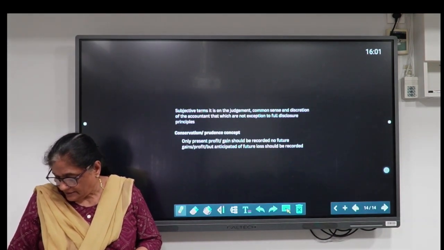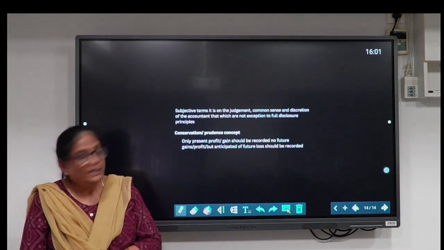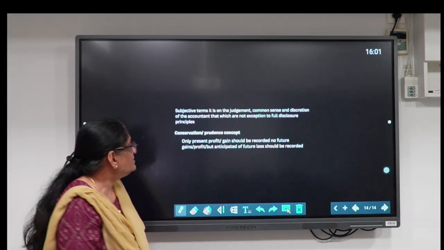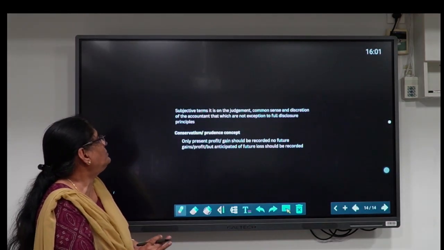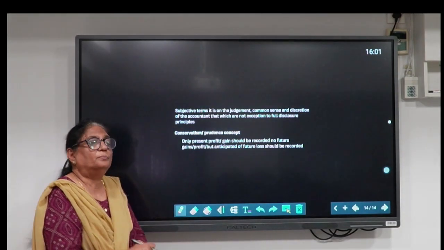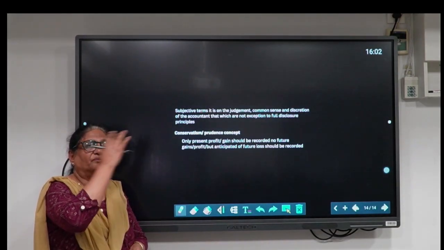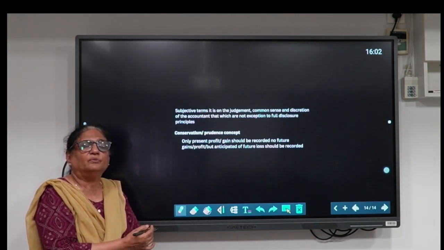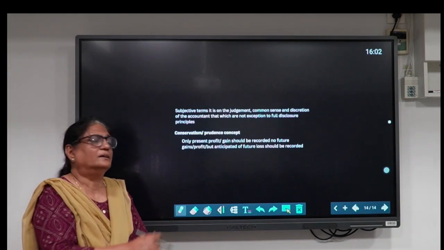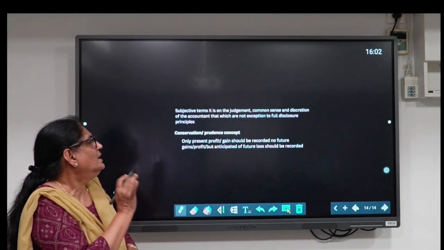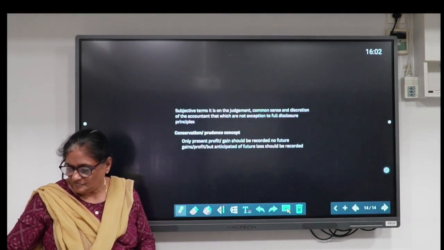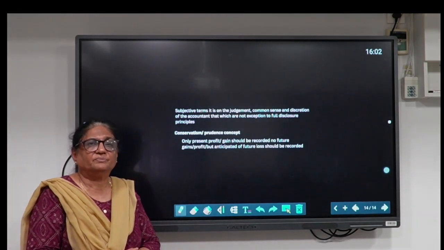Under the prudence concept, only present profit and gain should be recorded, no future gain or profit. If you are planning the future profit, what you expect to get in the future, that should not be brought into the books of account. But any anticipated future losses have to be recorded. That is your conservatism. So, all the concepts are clear.